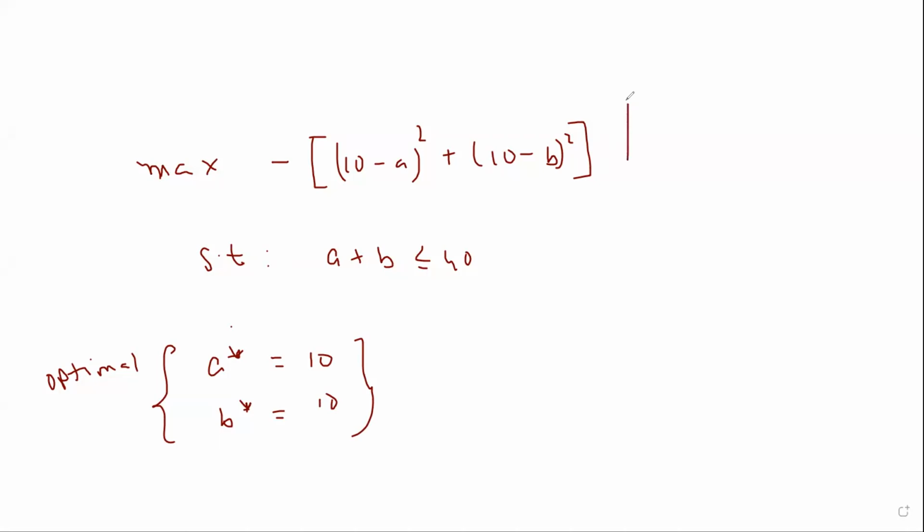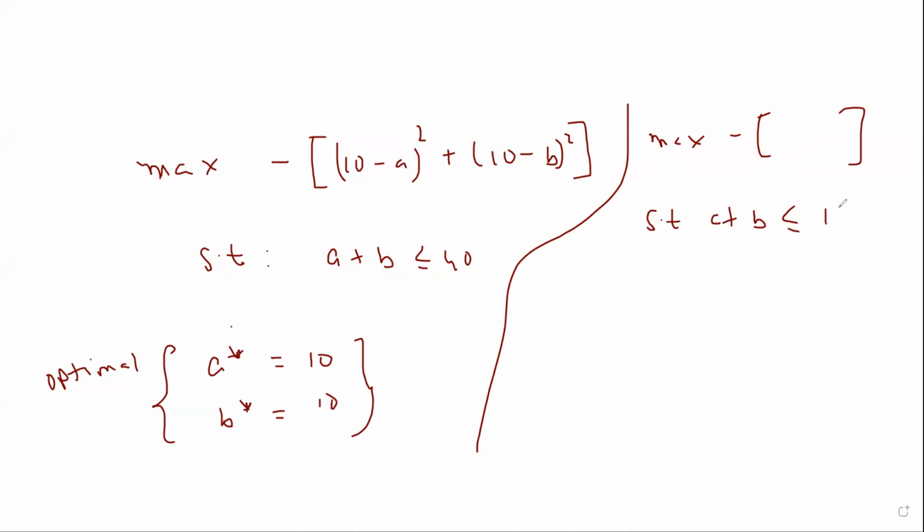What if the problem becomes this? What if instead of 40, you have maximizing the same thing such that a plus b is less than or equal to 10? Now what's going to happen? Now what should you do? Now you have an inequality constraint. Can you tell me what should be your approach? Somebody?